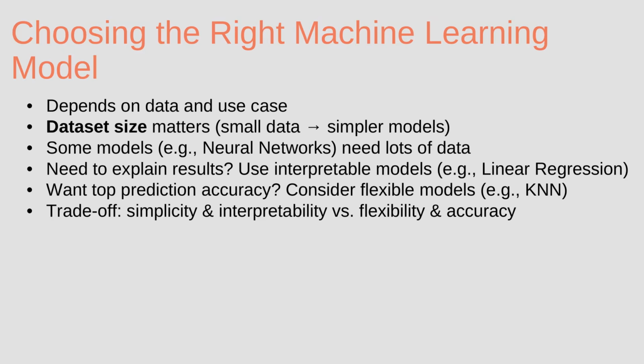If your priority is model accuracy, you're okay with using a more flexible model. Flexible models like k-nearest neighbors can capture complex patterns in the data. They also make fewer assumptions, like not assuming a linear relationship between inputs and outputs. So in summary, choose your model based on your data size, your need for explainability, and how flexible or accurate you need to be in your predictions.